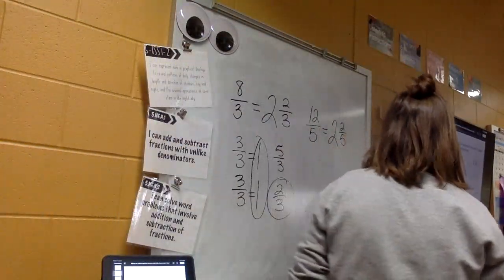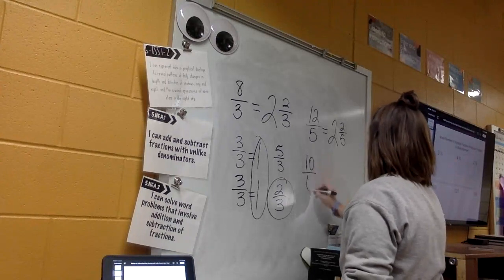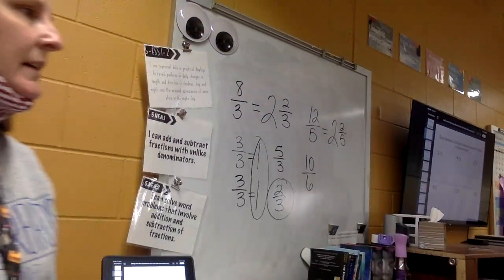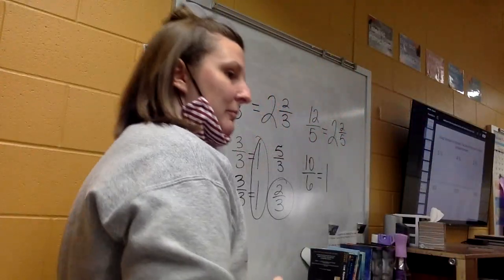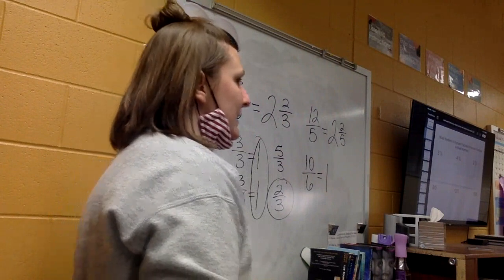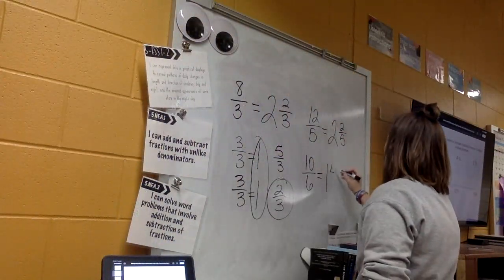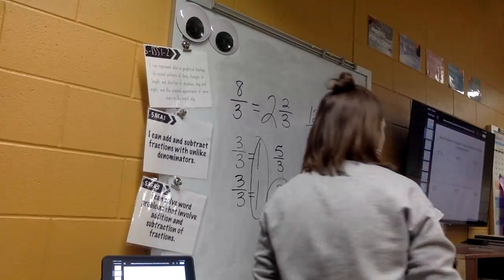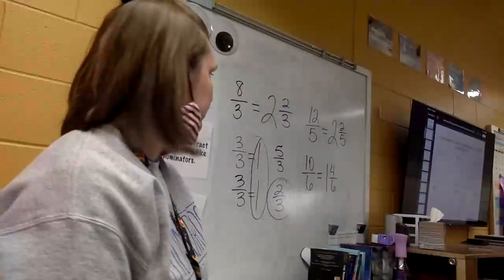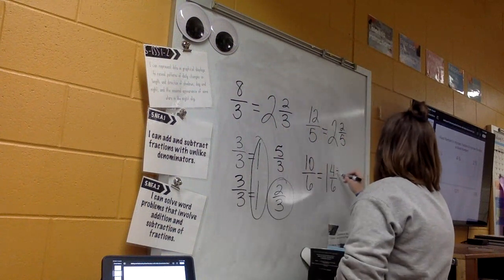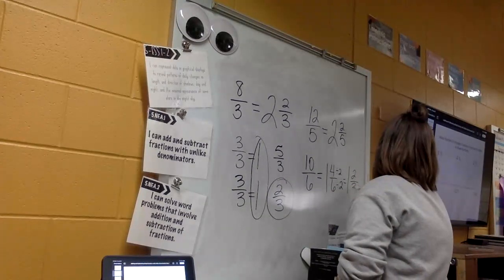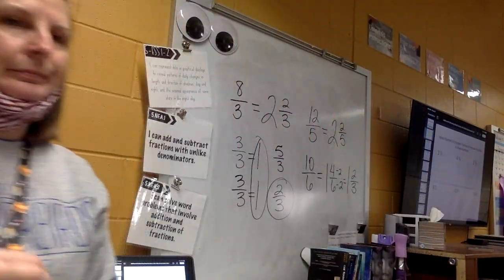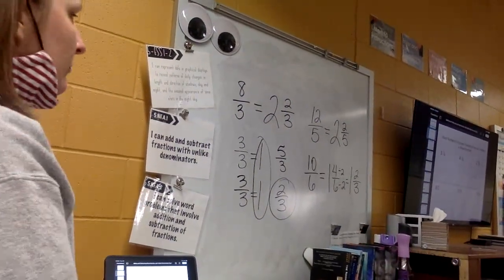Okay, let's look at the last one. We have 10/6. Okay, 6 goes into 10 1 time. 10 minus 6 is what? 4. 4/6. I can simplify that. By what? 2. So if I divide my fraction by 2, then I get 1 and 2/3.